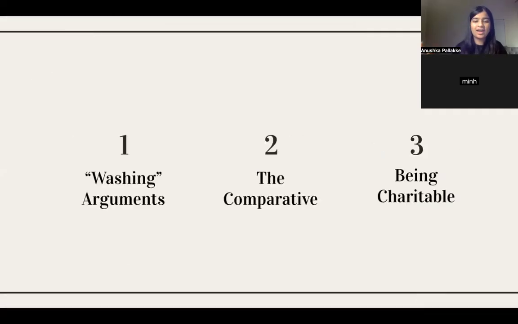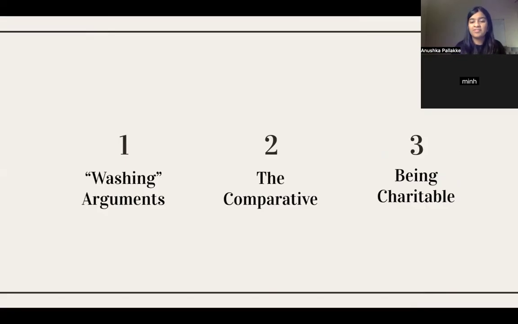Okay. So let's start with argument strategy. There's three main types of argument strategy. The first is washing arguments. This typically comes in terms of weighing, when you're trying to say, okay, well this argument is a wash and it shouldn't be relevant. This is typically a very defensive strategy.